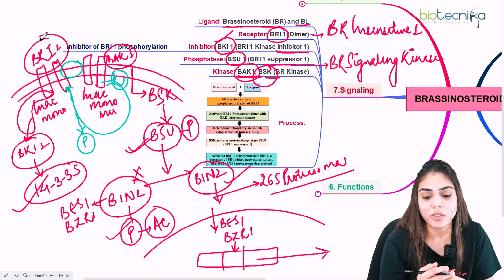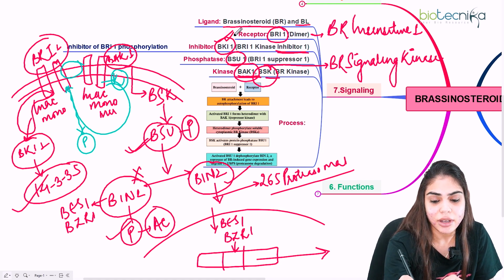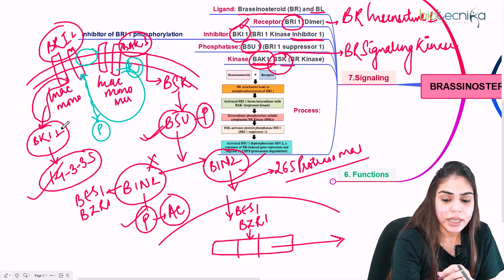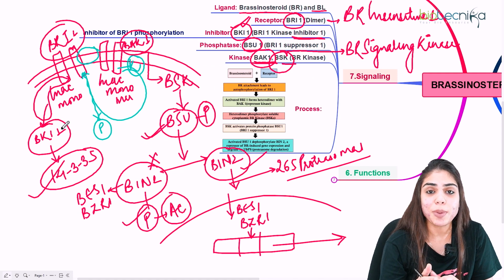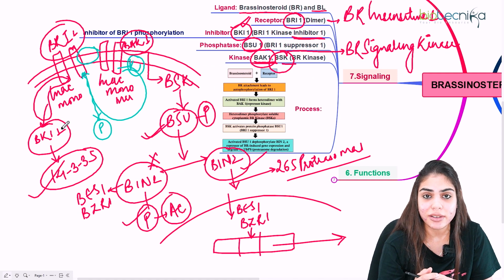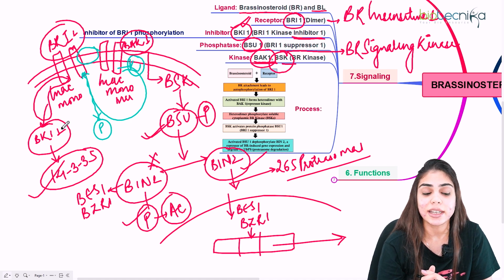And what's the name of the inhibitor? It is BKI1, that is, brassinosteroid kinase inhibitor. So it is binding to the cytoplasmic tail of the receptor, thereby shutting down this signaling mechanism.